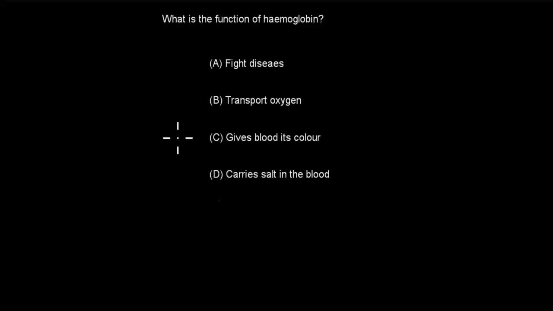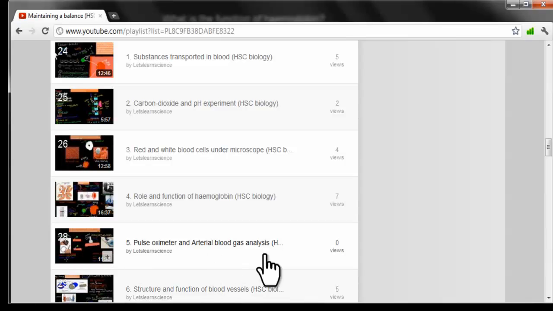Welcome back. The answer for this question is it transports oxygen. That's the purpose of hemoglobin. It doesn't help fight disease; that's white blood cells. It does give blood its color, but that's not its function, just a side effect. Carrying salt in blood is incorrect because salts are ions. This dot point comes from the video, role and function of hemoglobin.